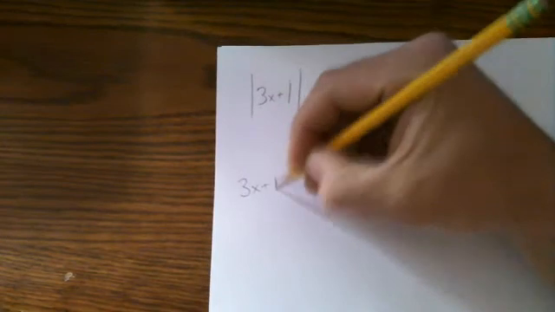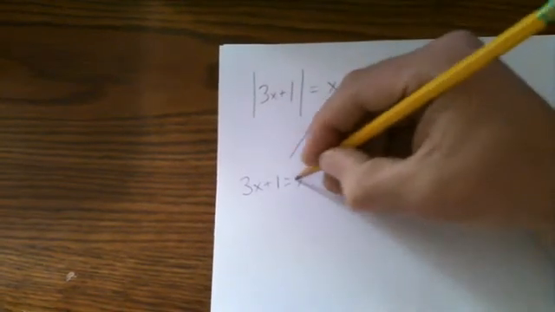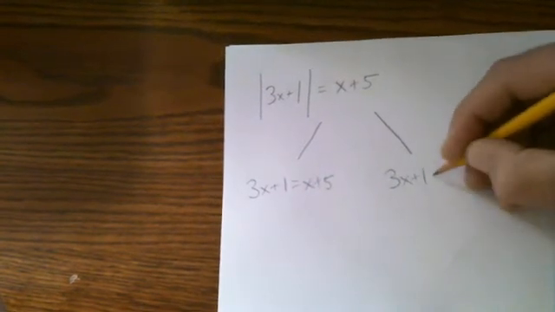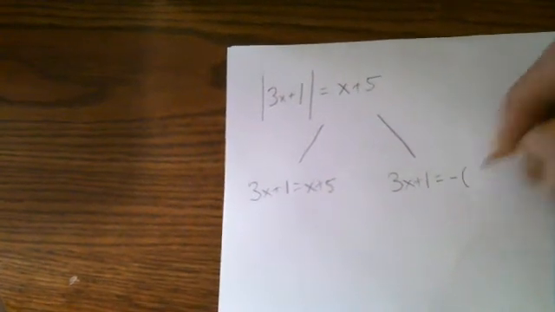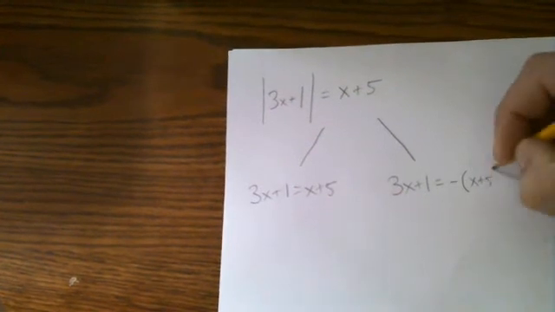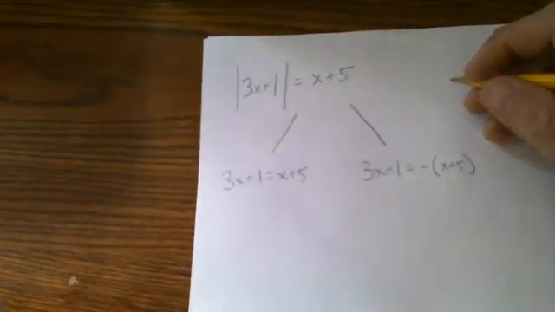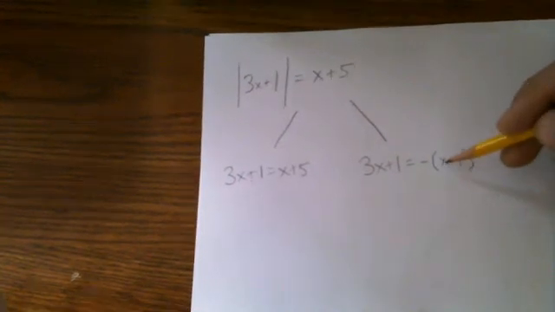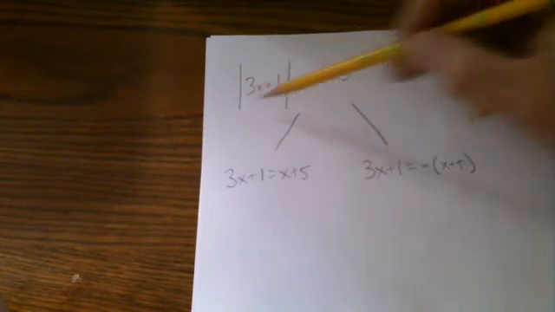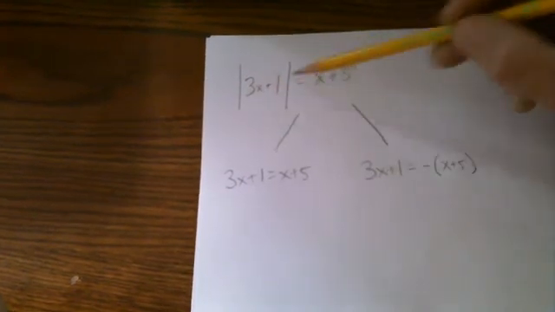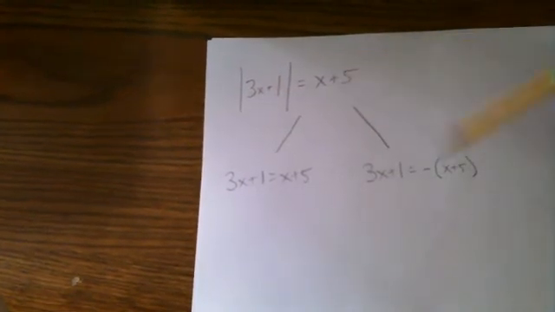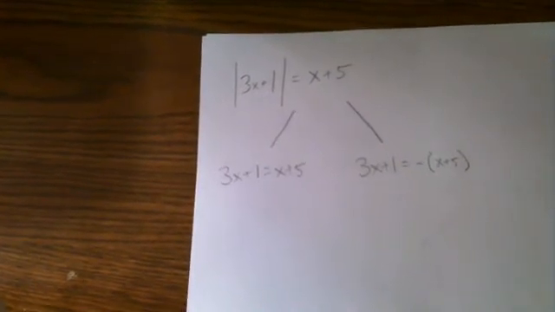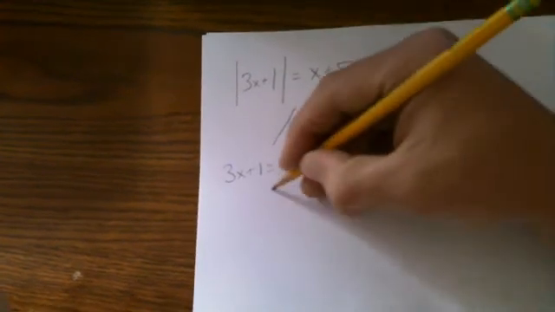So 3x plus 1, the inside, is equal to the positive value, x plus 5. And 3x plus 1 is also equal to the negative value, negative (x plus 5). Notice my use of parentheses here, saying that the whole side of the equal sign is negative. So the inside is equal to the positive value, and the inside is equal to the negative value. But because it's a binomial, I had to use parentheses to remind myself to distribute that negative. Well, this side's ready to be solved.